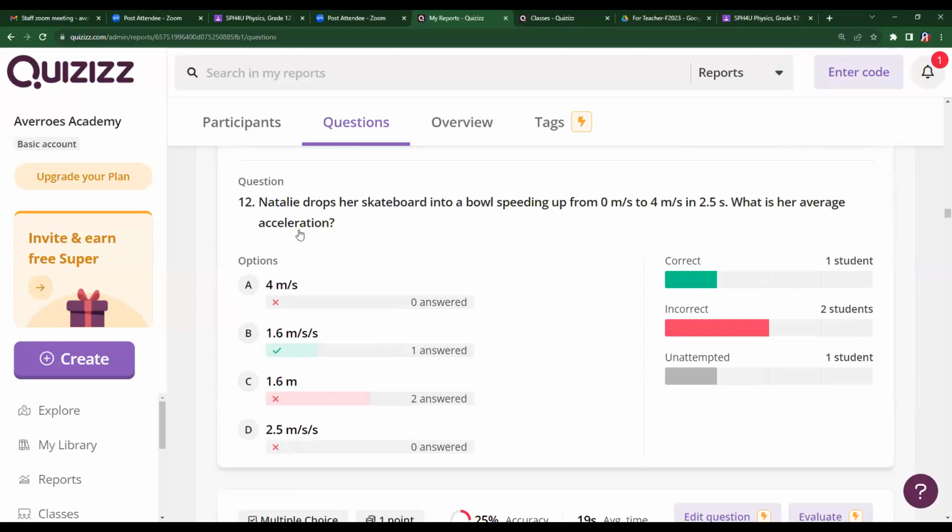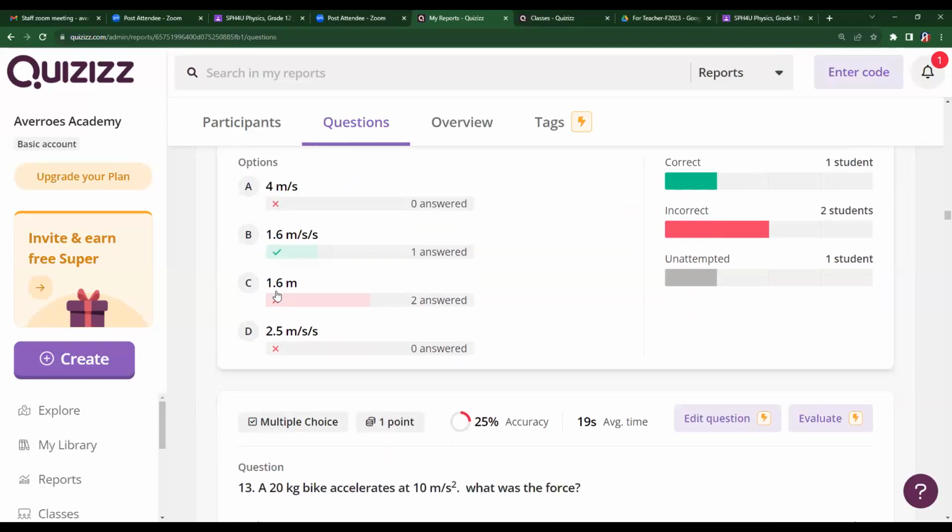Natalie drops her skateboard into a bowl, speeding from rest to 4 meters per second in 2.5 seconds. What's her average acceleration? Acceleration is change of velocity over time, and units are important. When you do the calculation, 4 divided by 2.5, change of velocity over time gives you that value. Units are important. Who made a mistake here? Be careful with units.